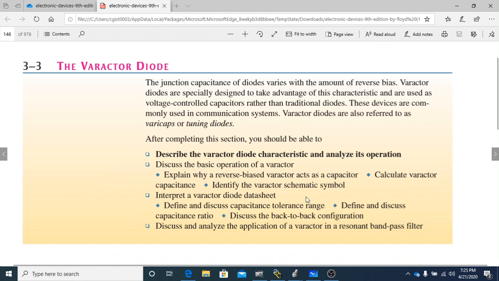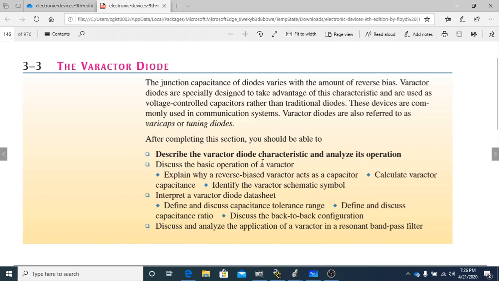A few things to note about this is the Varactor Diode is a voltage controlled capacitor. They're commonly used in communication systems. They're also known as varicaps or tuning diodes, and they operate in reverse bias. And as we read through this, you're going to see that the depletion region acts as a dielectric because of its non-conductive characteristics. The P and the N regions act as capacitor plates, as you'll see as we read through this.